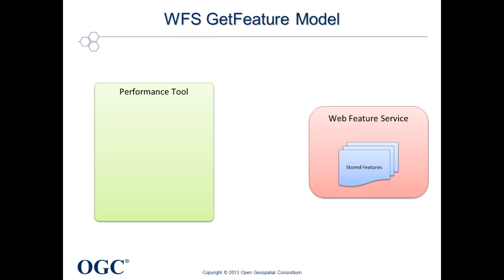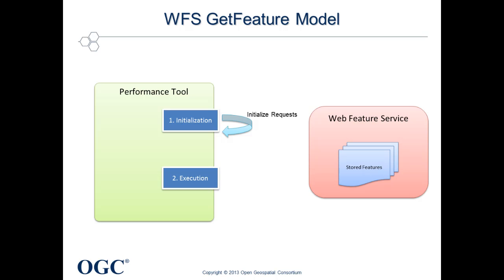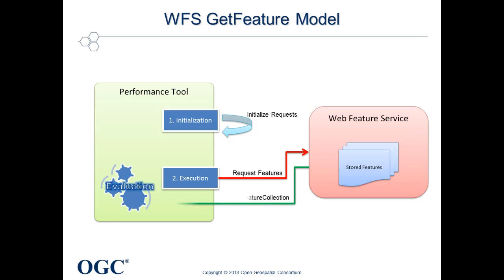Let us take a closer look at the workflow of these 3 test models. As the first step, the WFS GetFeature model initializes all needed requests with the user-defined parameters. It then starts to execute these requests in a cyclic manner for a defined testing period. After every request execution, several parameters of the response, such as the number of returned features, are evaluated and stored.